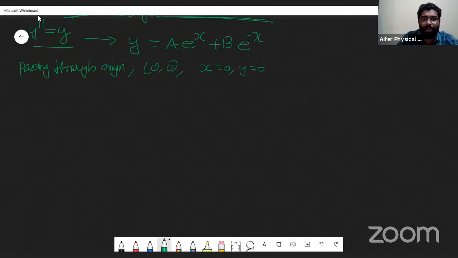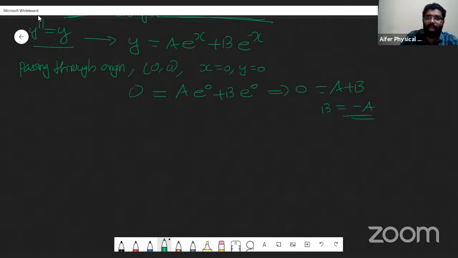Once you substitute, you get 0 equal to a e raised to 0 plus b e raised to 0. That is 0 equal to a plus b, that is, b equal to minus a. So we can get rid of one constant now. It becomes a e raised to x and b equal to minus a e raised to minus x. So this is just a times e raised to x minus e raised to minus x.